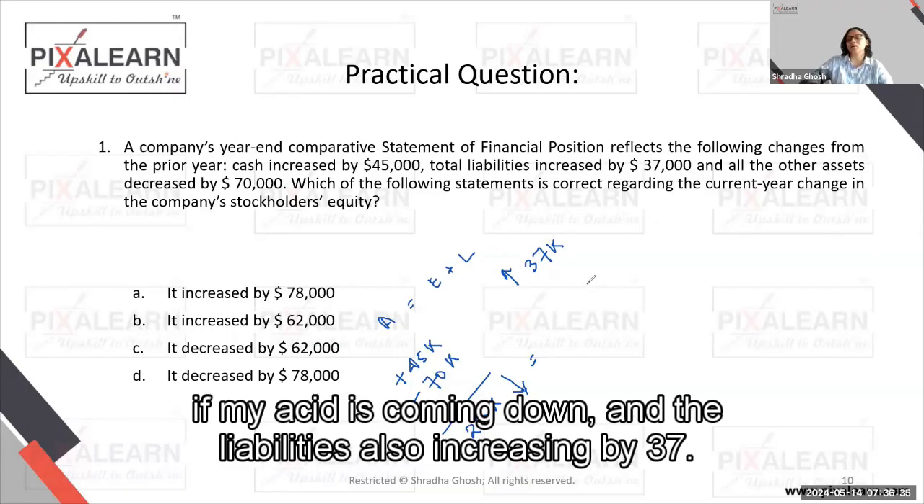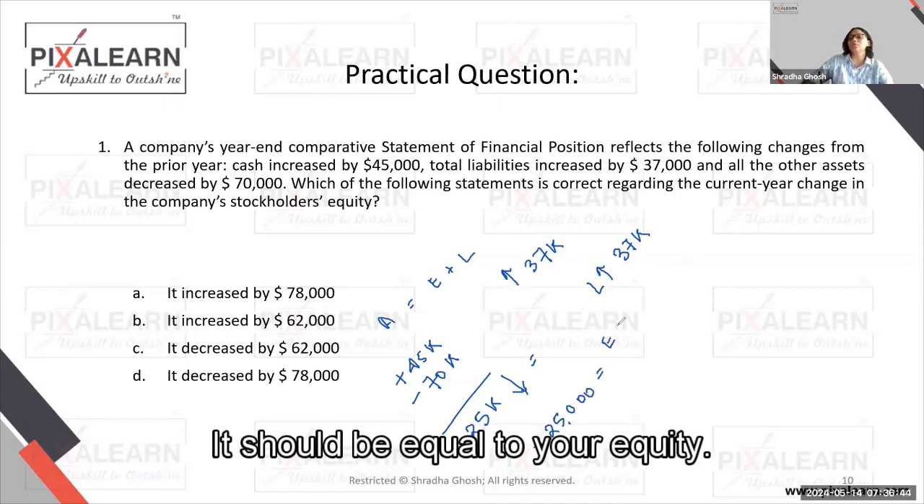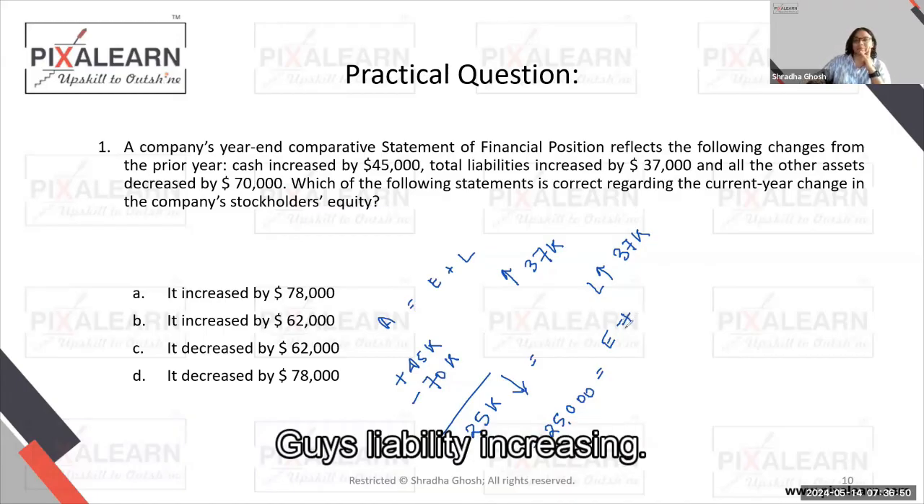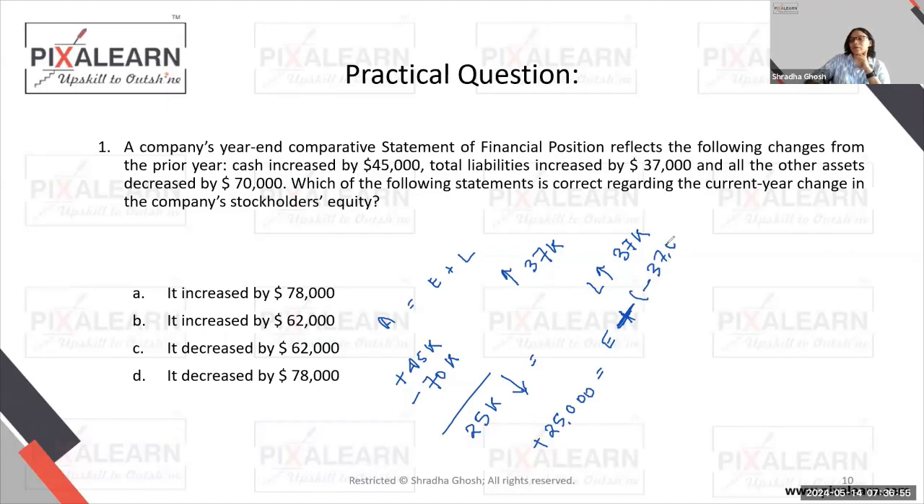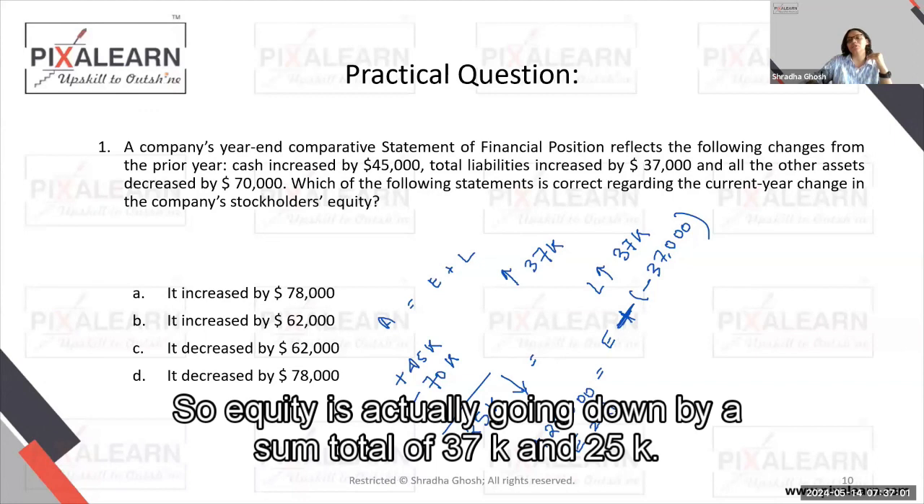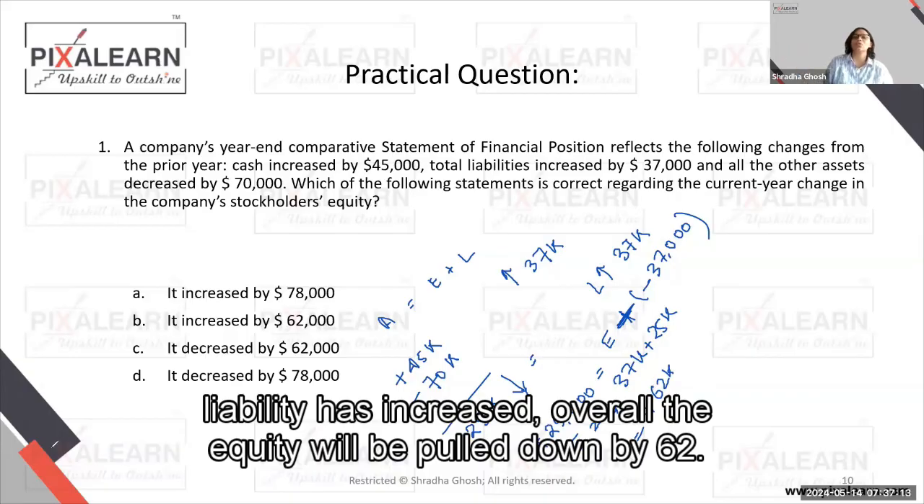If my asset is coming down and the liability is also increasing by 37K, that means there is a plus 25,000. It should be equal to your equity, liability increasing. Yes, guys, liability increasing. So the plus will become a minus of $37,000. On the whole, the equity would go down, by a sum total of 37K and 25K. The asset has decreased, the liability has increased, so overall the equity will be pulled down by 62K.